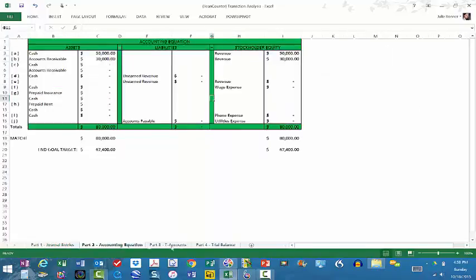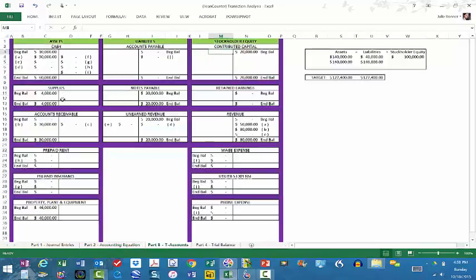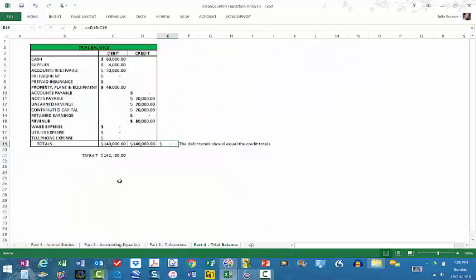Now let's check our accounting equation. Yep, we're good. We have our $80,000 over here, $80,000 over here. We're good because we got $30,000 in accounts receivable, $30,000 in revenue. We're balancing out. In our T accounts, we now see $30,000 here in accounts receivable and another $30,000 in revenue, which is good. We're balancing, and even over here we can see we're balancing these accounts, which is good. And then finally our trial balance.